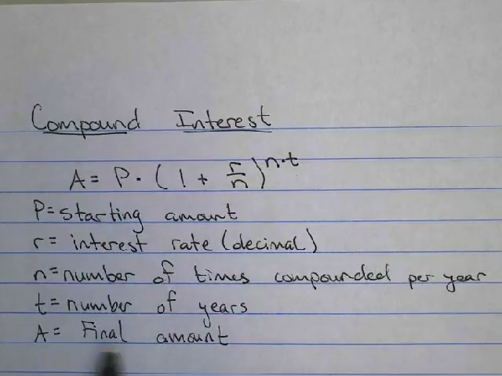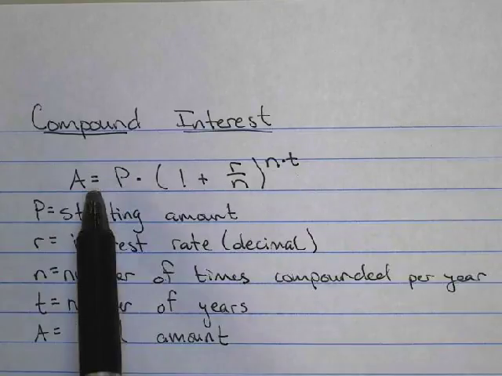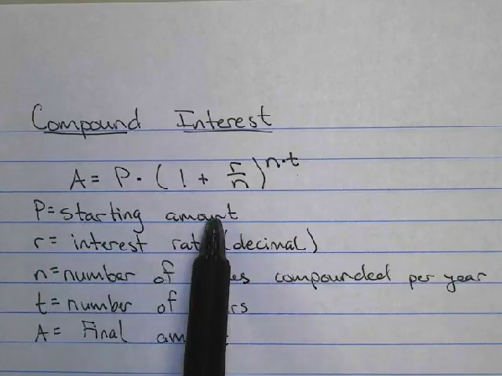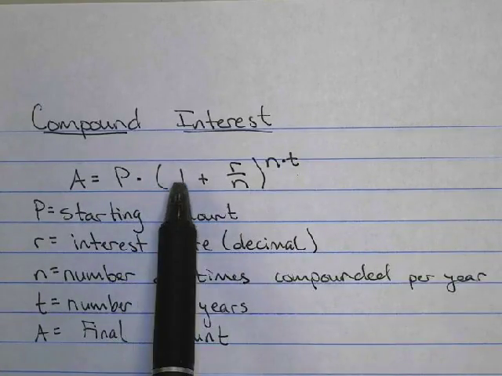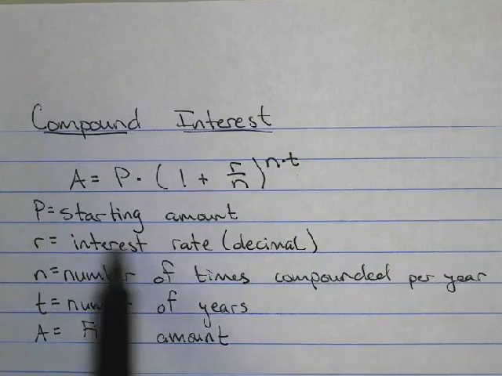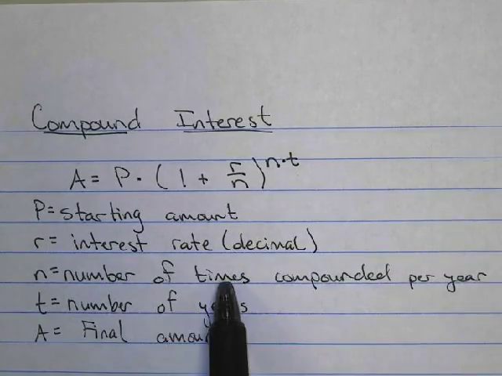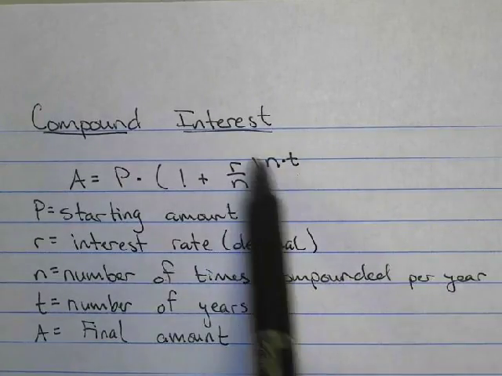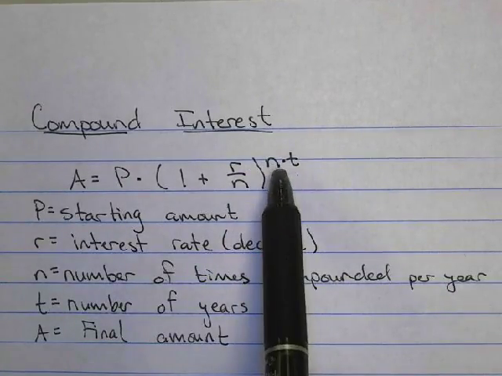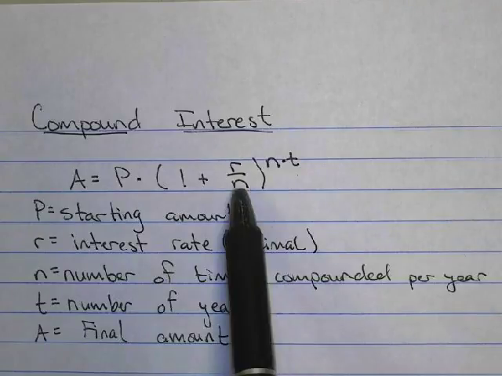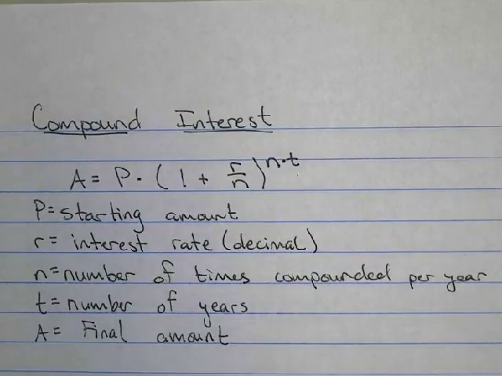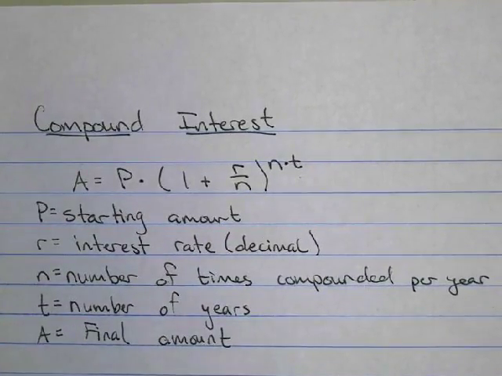We have A, the final amount in our bank account, is equal to P, our starting amount in our bank account, times 1 plus r over n, so that's our interest rate written as a decimal, divided by the number of times it's compounded per year, and then we raise that to the n, same as this n right here, times the amount of time, t, that we've invested this money.